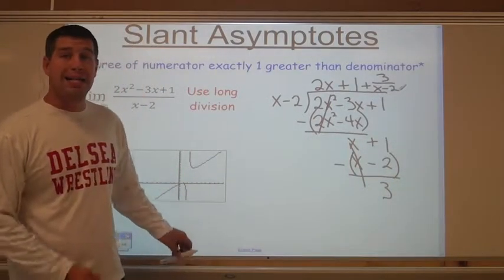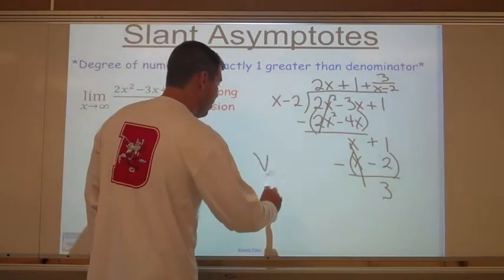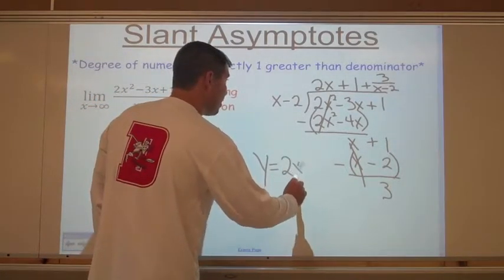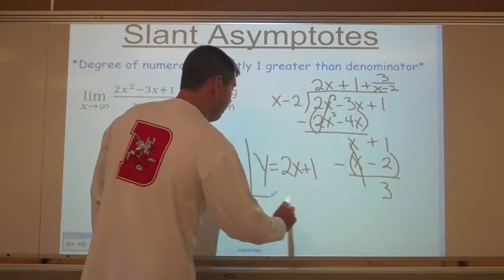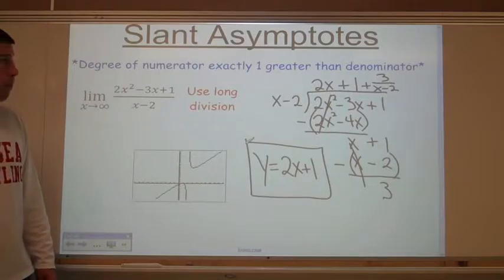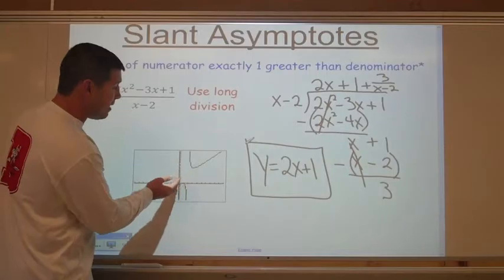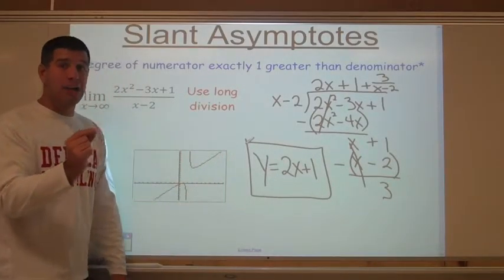The equation of my slant asymptote, the equation of the line that this curve is approaching, is y equals 2x plus 1. So there's the equation of your slant asymptote. This remainder on the end accounts for the little bit of space between this curve and the actual line.